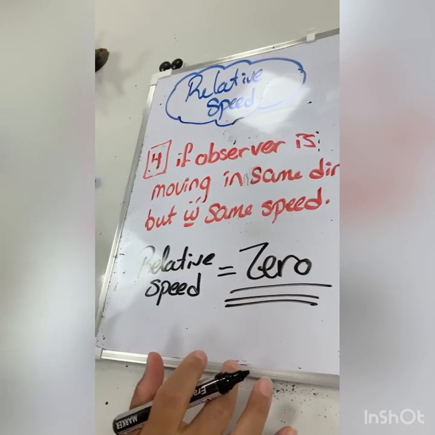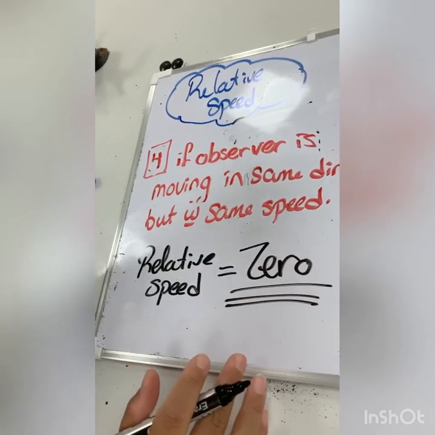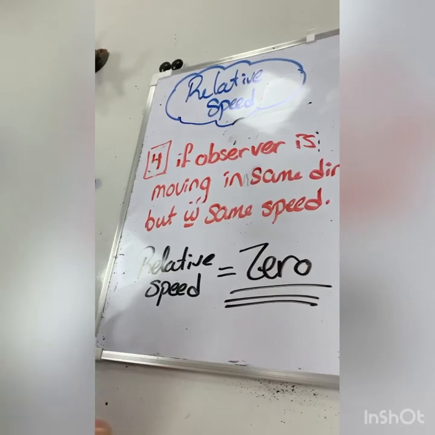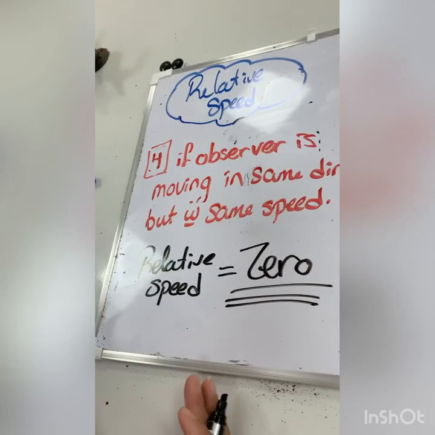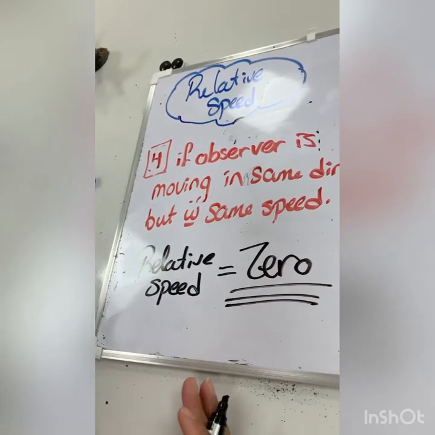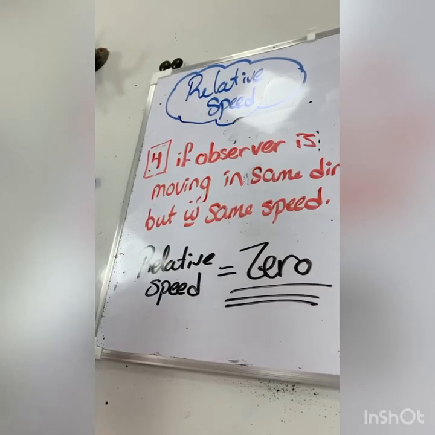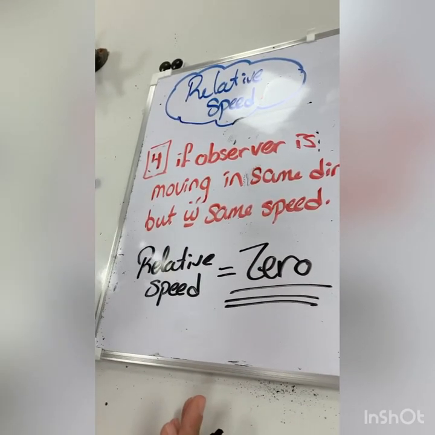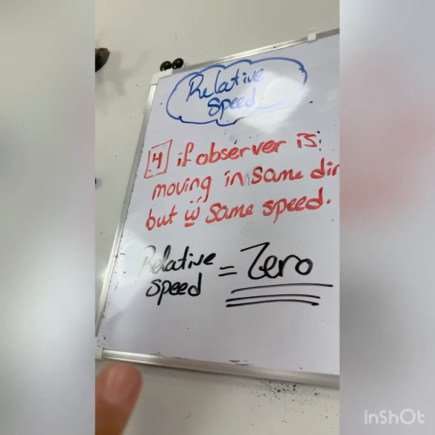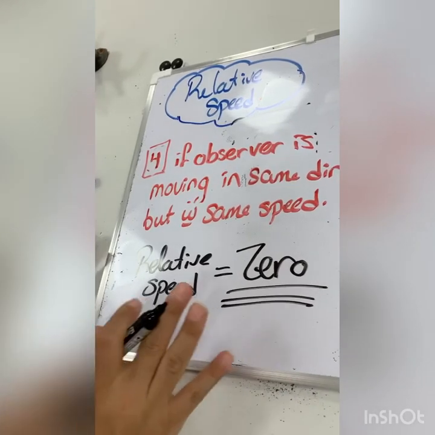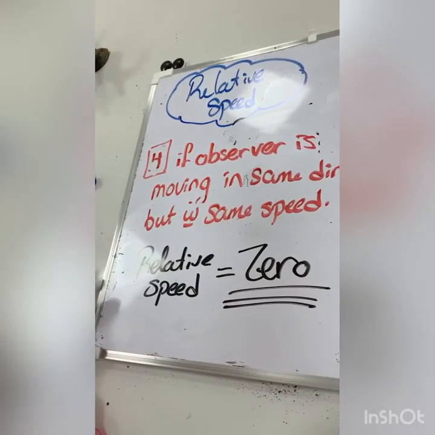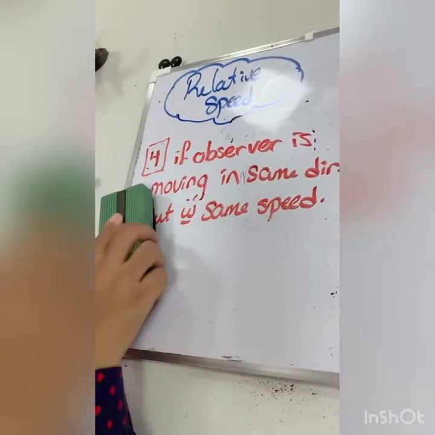Number 1, relative speed equals actual speed. Number 2, relative speed equals V2 minus V1. Number 3, relative speed equals V2 plus V1. Number 4, relative speed equals 0. This is the 4 cases of the relative speed.